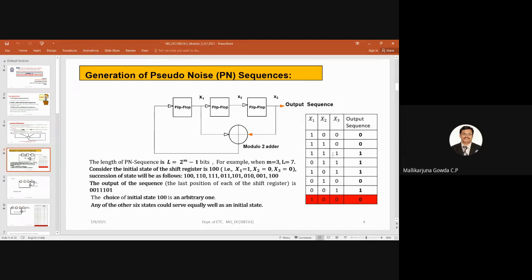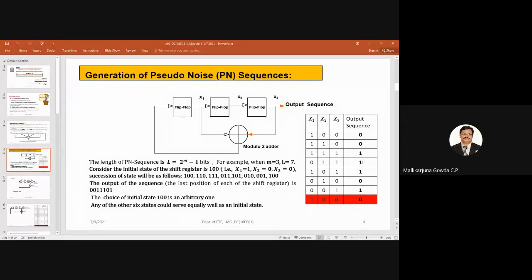Then for the fourth clock pulse, what happens? X1 is 1 and x3 is 1. So 1 XOR 1 will be 0. That 0 will be given as input to flip-flop 1. So 0 is there in flip-flop 1, right? Then whatever was in flip-flop 1 will be shifted to flip-flop 2. Means 1 was there, that has been shifted to flip-flop 2. And in flip-flop 2, 1 was there, that has been shifted to flip-flop 3, right? And that 1 will be coming out as an output, here 1, right?